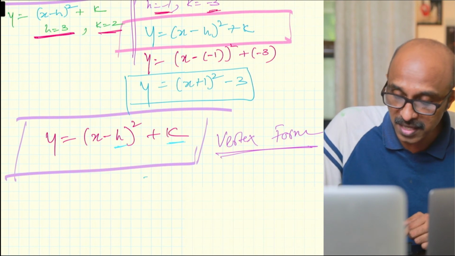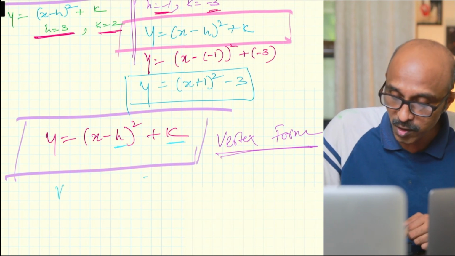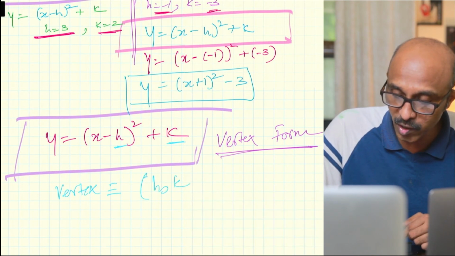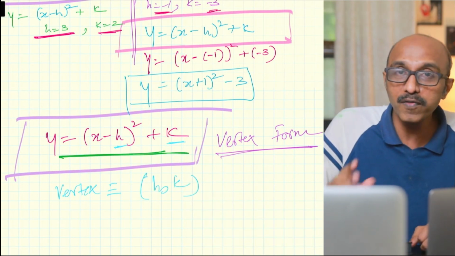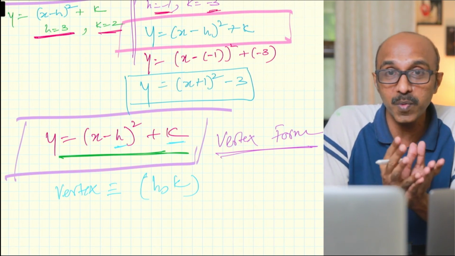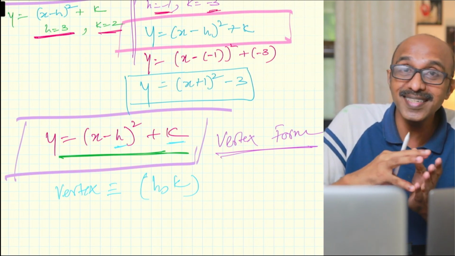But once you get these numbers h and k, you know that they are the coordinates of the vertex. The vertex is the turning point, as we saw. But this vertex form of the quadratic also gives us an idea of the translation from the parent function y equals x square. How has it translated?